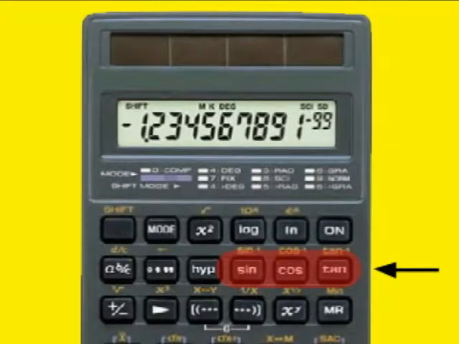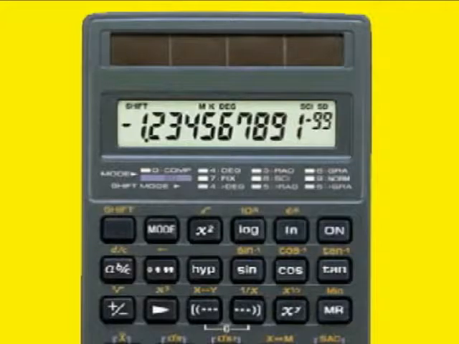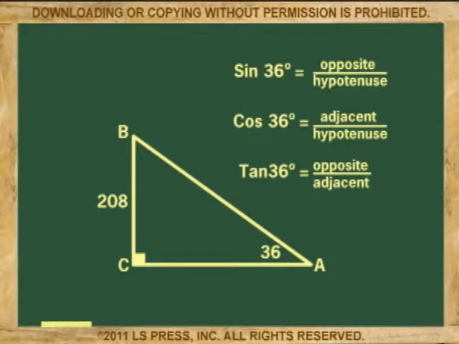And where do we find these ratios for every angle? Well, in the past there were books of tables and slide rules that had trigonometric ratios. Professionals like mathematicians and engineers always kept those tables and slide rules handy. However, since the advent of the handheld scientific calculator, tables became obsolete, and today the scientific calculator gives us the ratios. For example, in this triangle, this angle and this side are given.